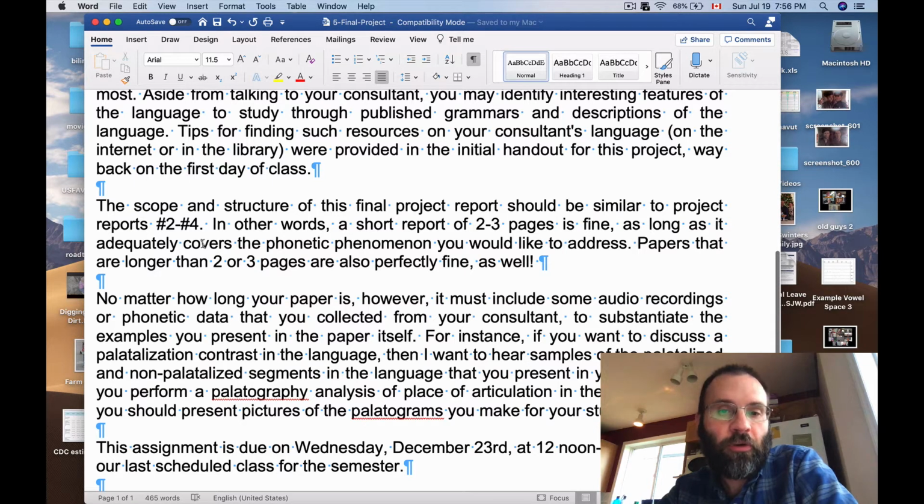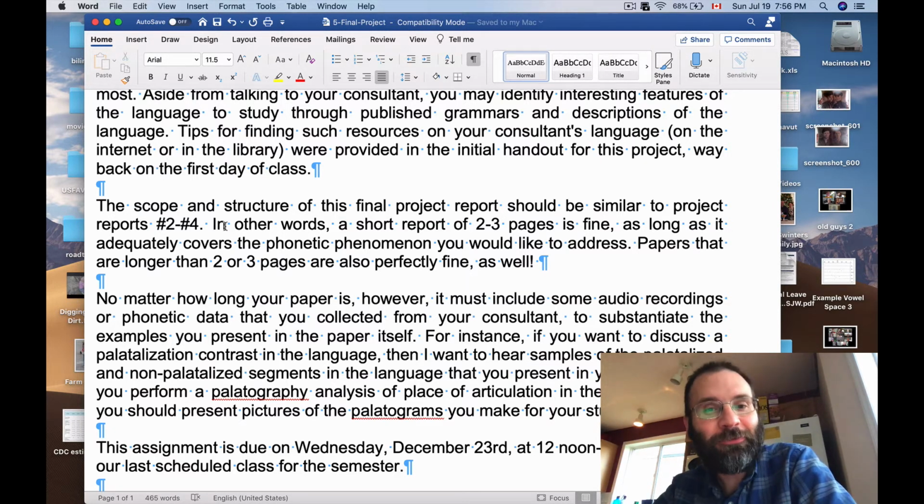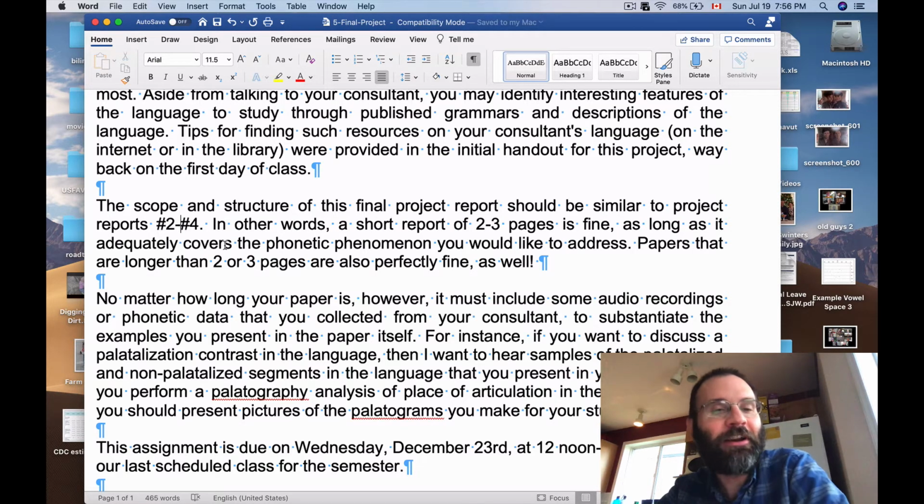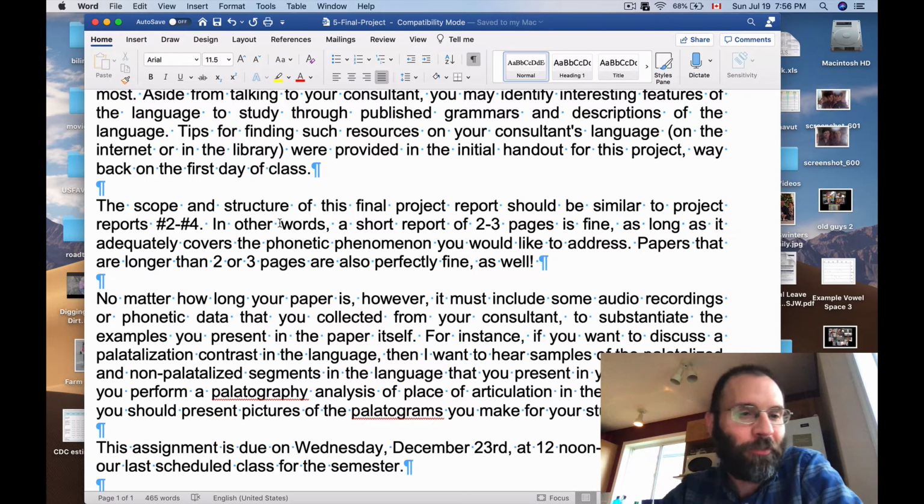The scope and structure of this final project report should be similar to project reports number 2 through 4. In other words, a short report of 2 to 3 pages is fine as long as it adequately covers the phonetic phenomenon you would like to address. Papers that are longer than 2 or 3 pages are also perfectly fine as well. It's basically whatever you want to say and whatever length you think is necessary for that purpose. So I'm going to leave that up to you within reason, of course.